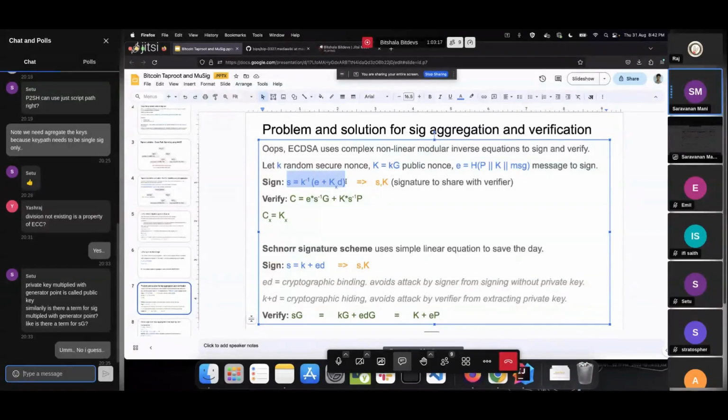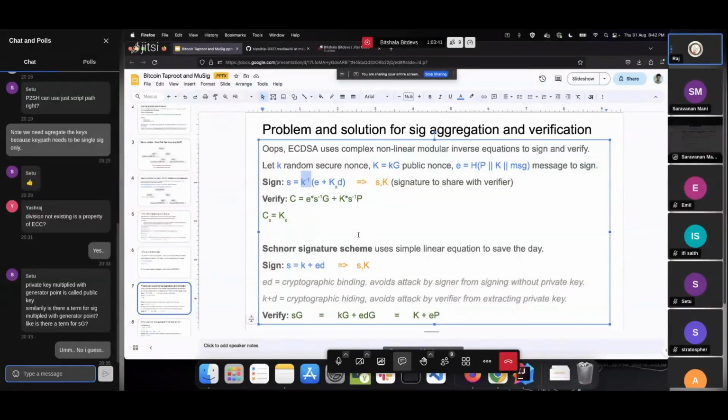Honestly, I don't know. I don't even understand this equation completely. It is simply non-linear. That is a key takeaway for our scope of the discussion. By verification, you can see the signature as a function of k is not a linear equation. It's k to the power minus 1, right? And it's e plus kxd divided by k.